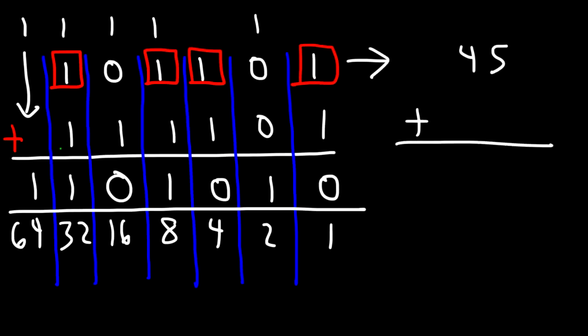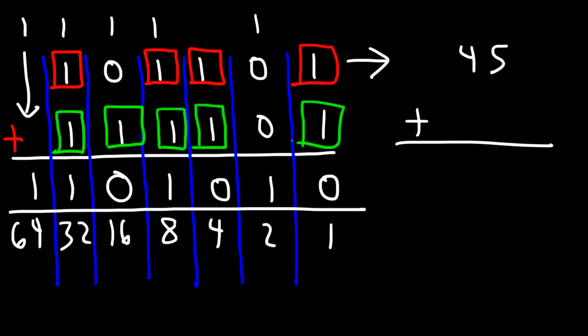Next, we have a 1 for the 32 column, that's 32, plus a 1 for the 16 column, so 32 plus 16, that's 48, plus 8, that's 56, plus 4, that's 60, plus 1, and so that's going to be 61. Now 1 plus 5 is 6, 4 plus 6 is 10, so we get 106.